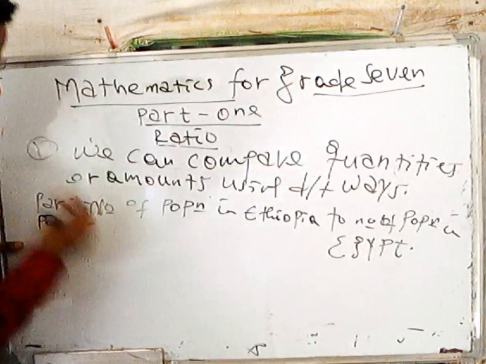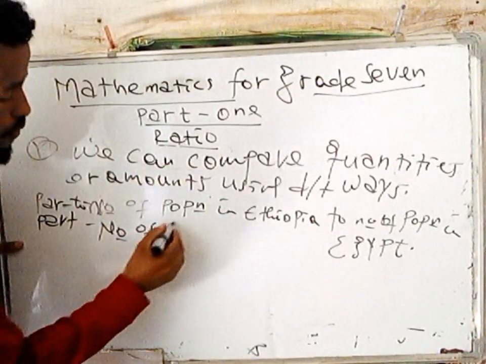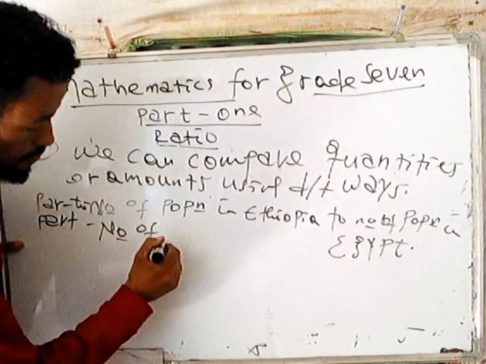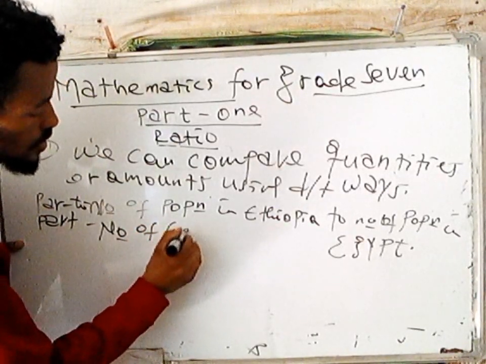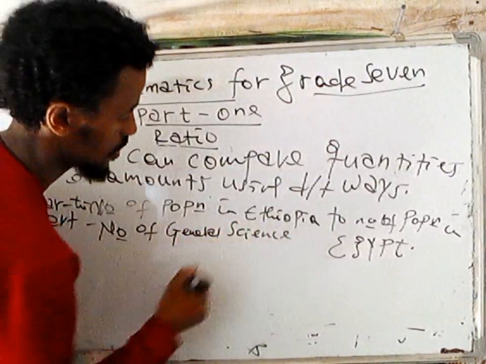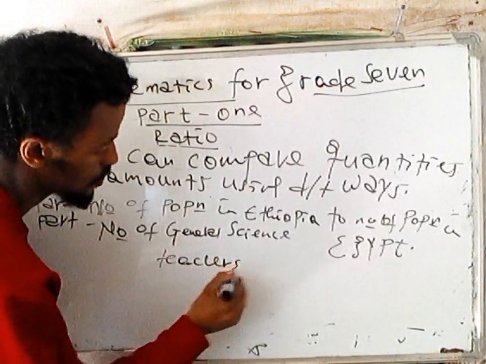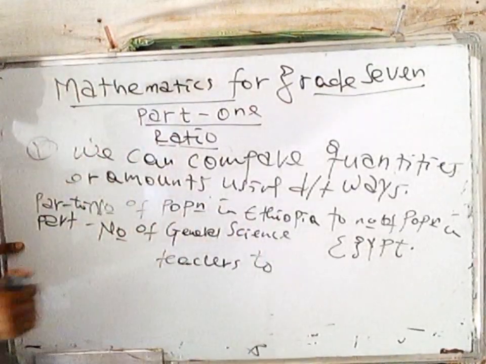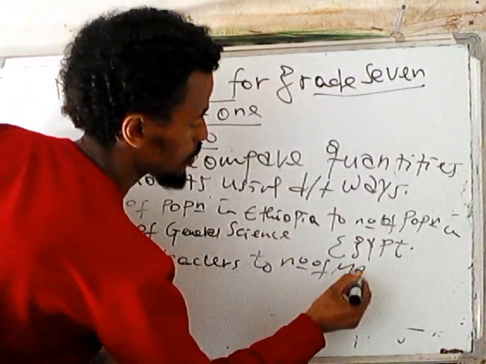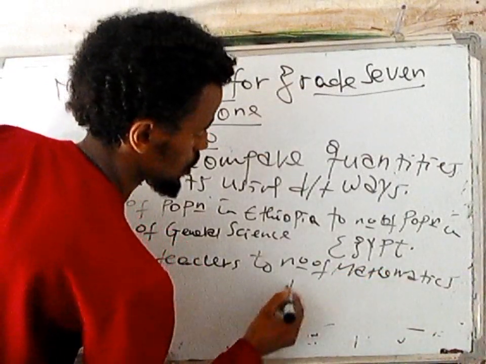For example, another example, number of general science teachers to number of mathematics teachers.